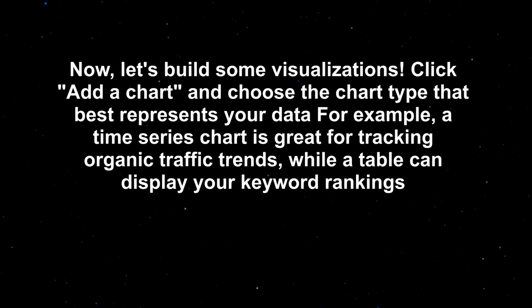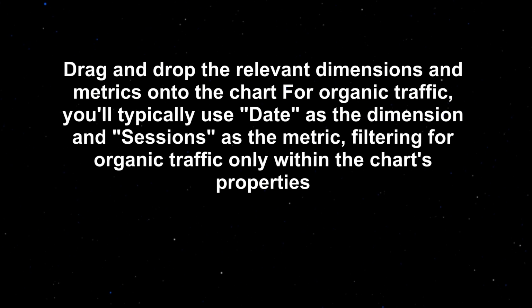Now, let's build some visualizations. Click Add a chart and choose the chart type that best represents your data. For example, a time series chart is great for tracking organic traffic trends, while a table can display your keyword rankings. Drag and drop the relevant dimensions and metrics onto the chart.